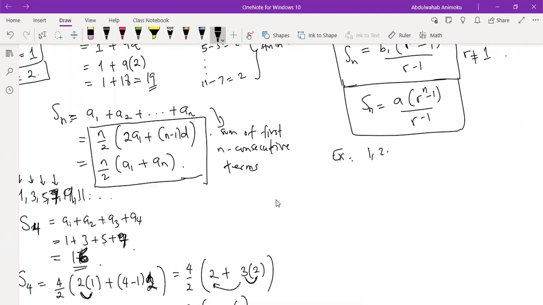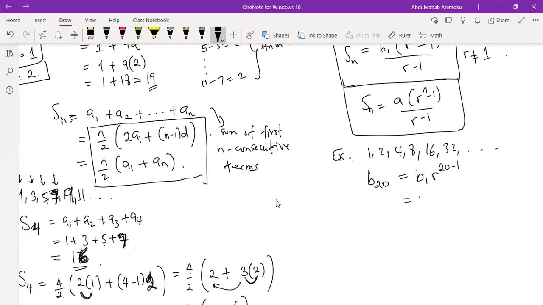So let's say this is your geometric sequence. Now let's say we want to find B20, so the 20th term of this sequence, right? How do we find it? Remember the formula. B20 would be what? The first term, r raised to power what? N minus 1, right? 20 minus 1.